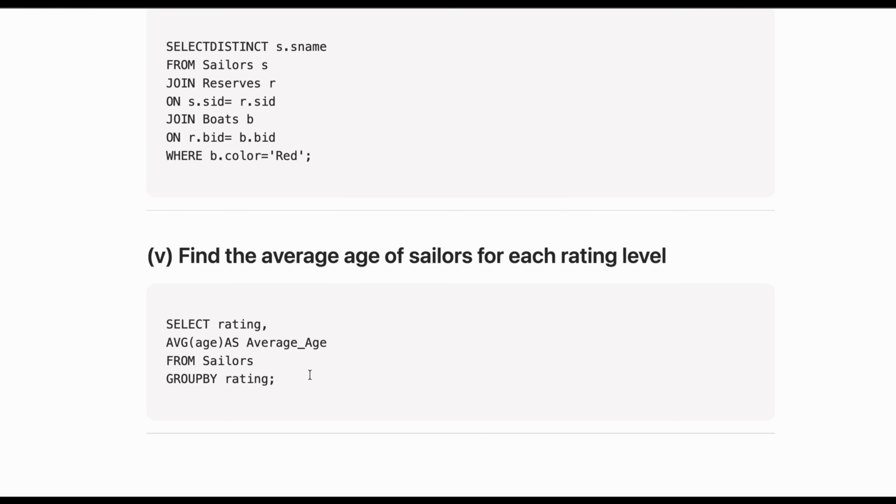For SQL questions, always ask yourself two questions. First, which table contains the required information? Second, do I need only one table or do I need to join multiple tables? If the information is present in one table, use that table directly. If the information is spread across multiple tables, use a join. So following these simple steps will help you solve almost every SQL query asked in the examination.